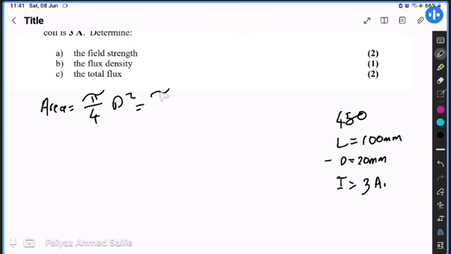Let me just go and fetch my calculator. I forgot it in the other room. But I have to convert this 20 millimeters to meters, so we have 0,02 squared. Okay, so for the answer here, I'm just going to fetch a calculator. I'll be right back.